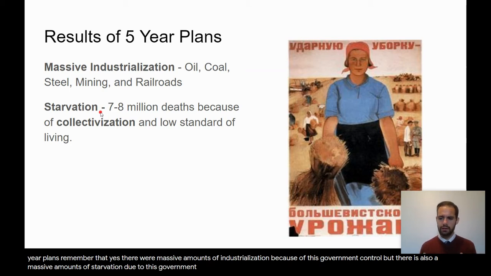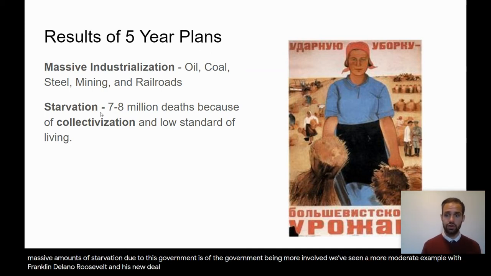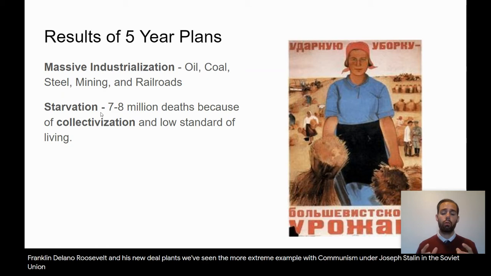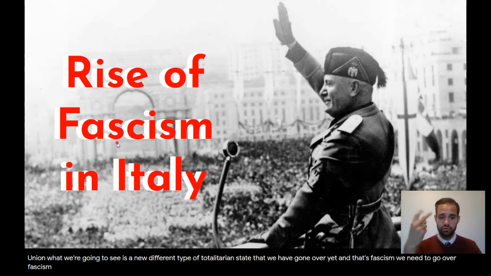So now we've set up the basis of the government being more involved. We've seen a more moderate example with Franklin Delano Roosevelt and his New Deal plans. We've seen the more extreme example with communism under Joseph Stalin in the Soviet Union. What we're going to see is a new, different type of totalitarian state that we haven't gone over yet, and that's fascism. We need to go over fascism in two countries, Italy and Germany.